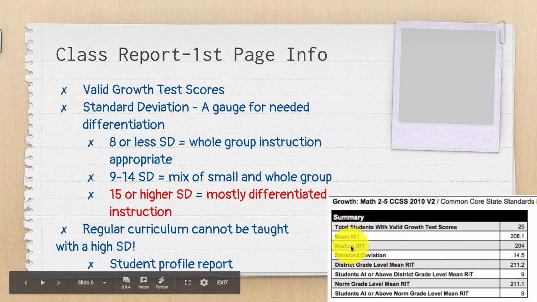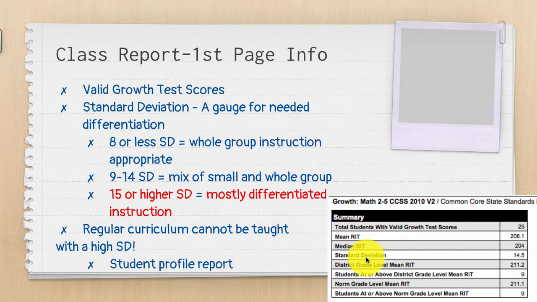Then you've got the mean and median. I hope we know the difference between those. The mean is simply the average. The median is the score in the middle. Usually close, not always the same thing. But what I really want to point out here, a very useful number on this page is the standard deviation. Now, the standard deviation is a fantastic gauge for how much differentiated instruction your class needs.